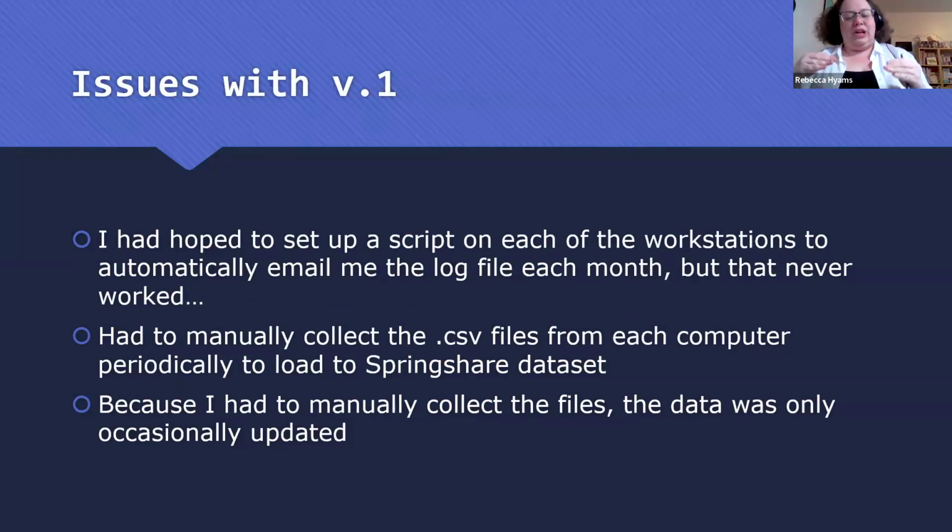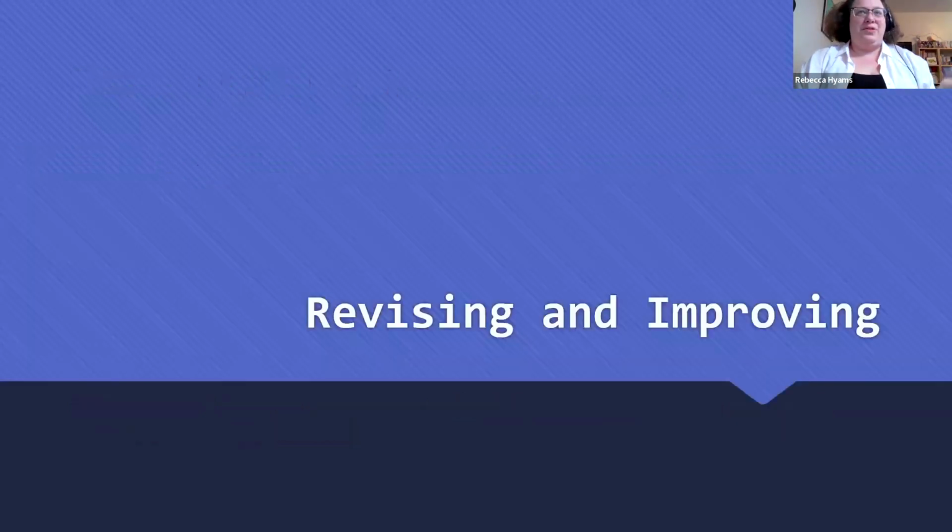So I manually had to go to, we have 3 workstations for our part-time staff and then 2 for our full-time staff at the desk. And I had to go to all 5 of them, grab the CSV file, and then I had another script that I could use to take that data and put it into RefAnalytics so that we could actually look at it. And I had to remember to go collect the data, and I'm not always on campus in the first place. So the data wasn't updated more than once a month, and it wasn't super live. It wasn't ideal. So I wanted to fix it and make it better.